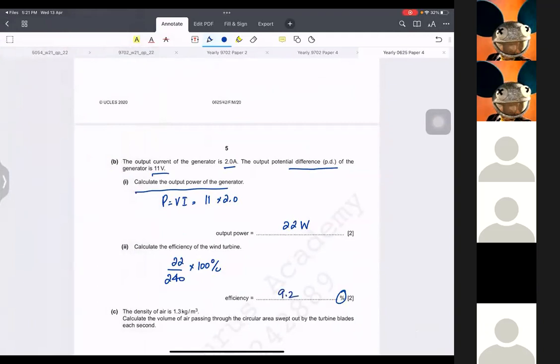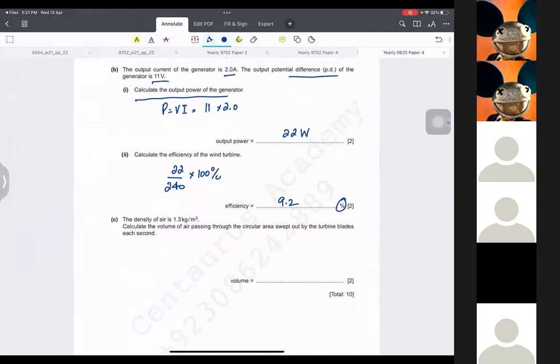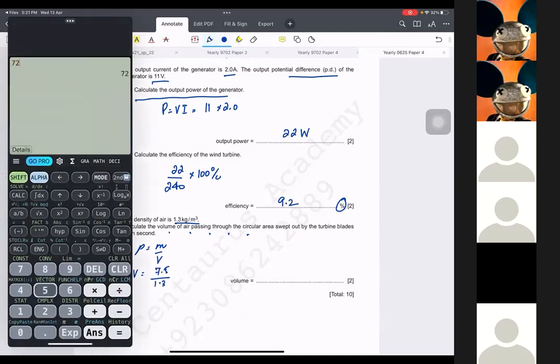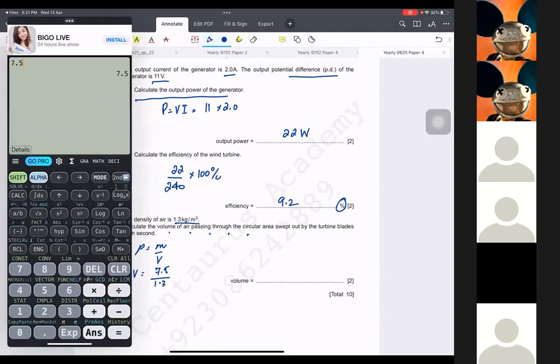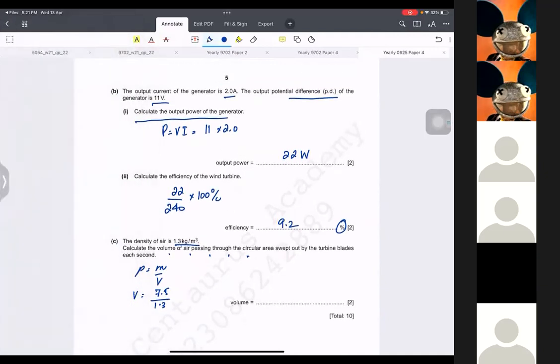Any questions? Now, it says the density of air is this. Calculate the volume of air passing through the circular area. So density is mass over volume. Mass was 7.5, density is 1.3. So this should be 5.8 meter cube. Okay. Any questions? Please let me know.